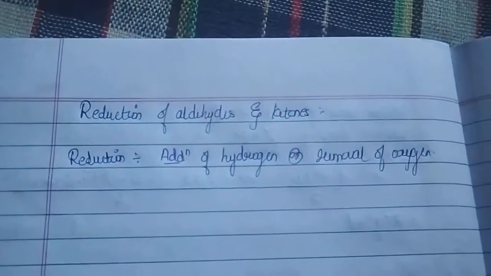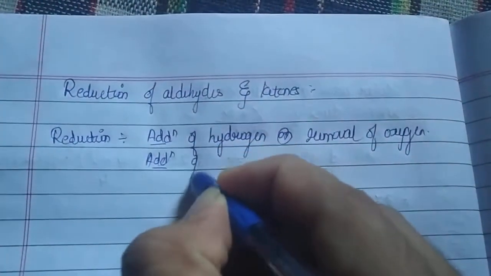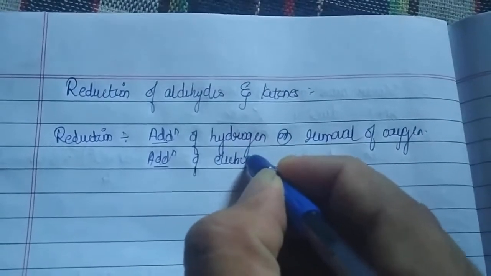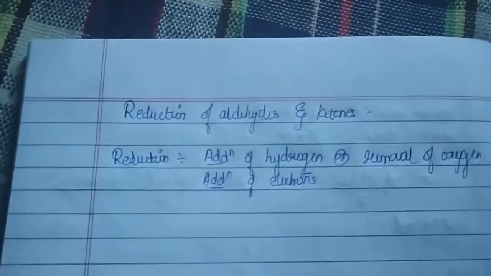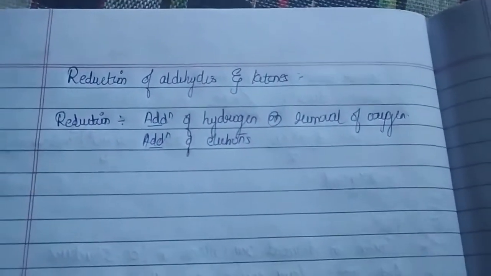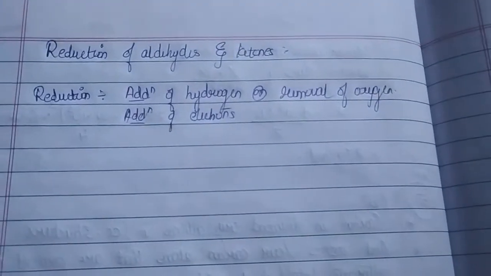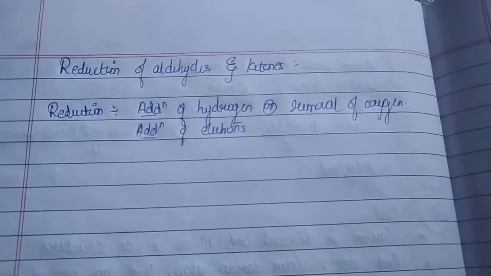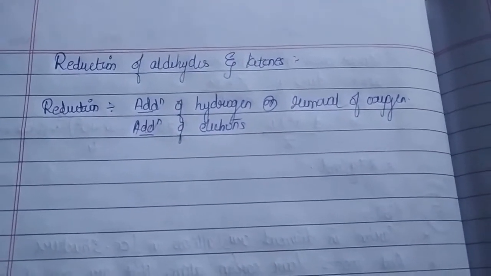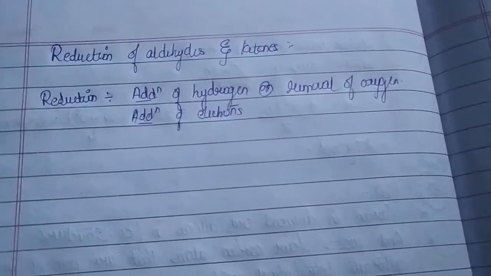If I want to state the reduction definition with respect to electrons, I can easily say that it would be the addition of electrons. So basically in our concept we are going to utilize the first part, that is, it may be an addition of hydrogen or removal of oxygen. This is one of the most important concepts to know, because whatever reduction reactions we are going to see, they are the named reactions.